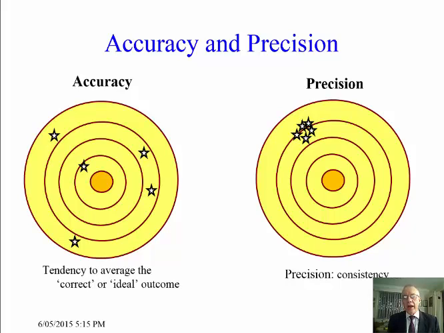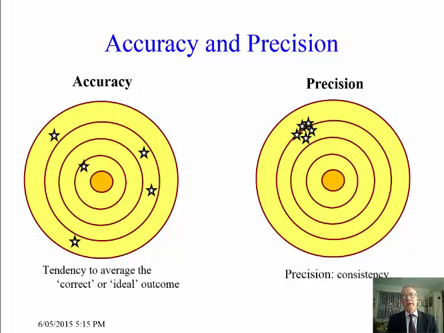And that's what this diagram is intending to demonstrate. The left-hand target has been shot at with an accurate firearm, maybe a rifle, but not a very precise one. And so you'll see there are bullet holes all over the target. And if you do some sort of an average, the average point from those shots would probably be pretty close to the target.